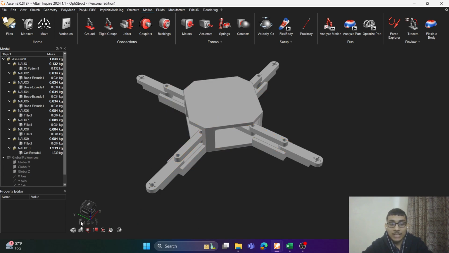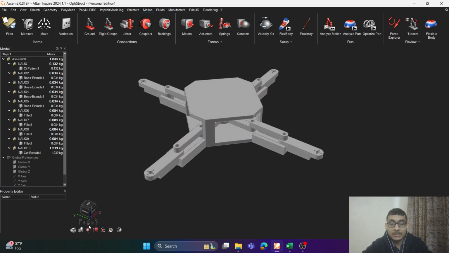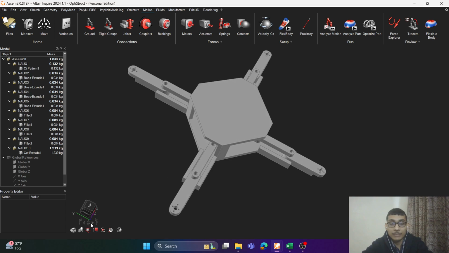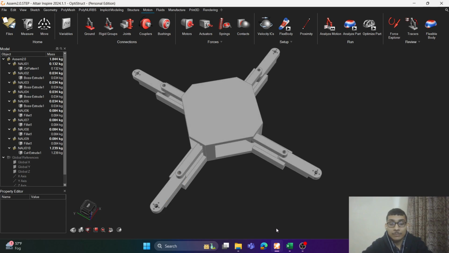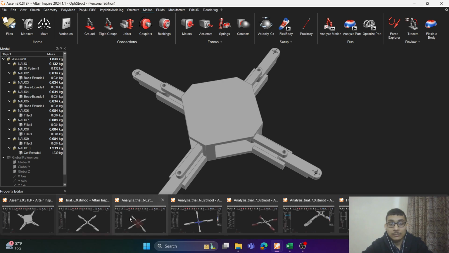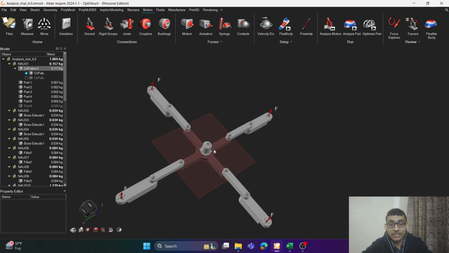So going forward towards the optimization part, I want to reduce mass in both frame and mechanism, but I have done their analysis and optimization separately in order to save computational cost. So first, let me talk about the optimization in the mechanism.